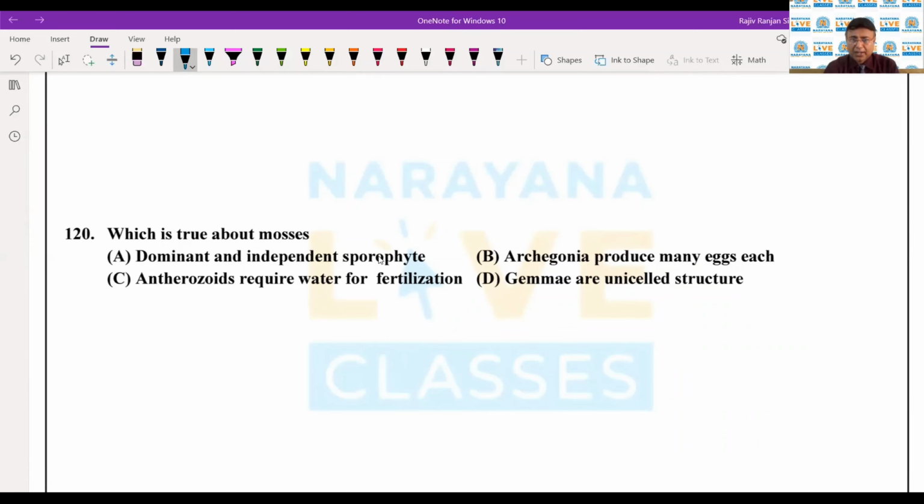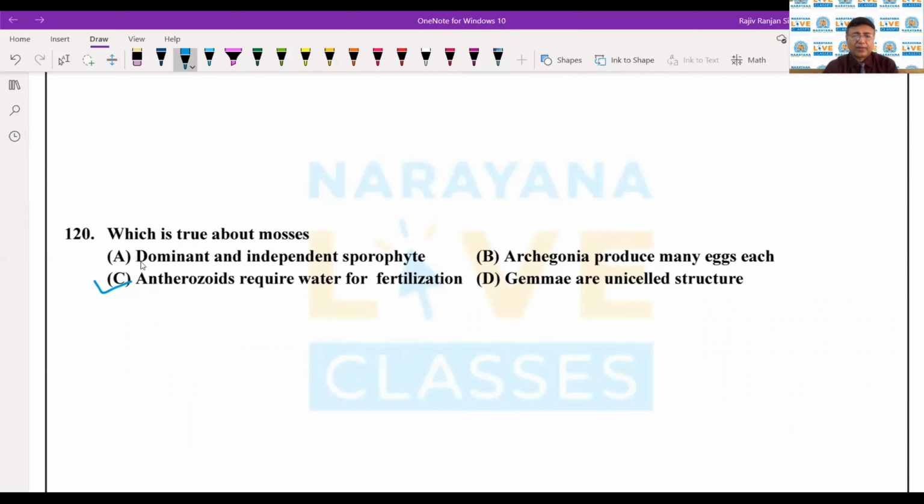Dominant and independent sporophytes. Archegonia produce many eggs each. Antherozoids require water for fertilization. Gemmae are unicellular structures. The correct option is C. That is, antherozoids require water for fertilization.